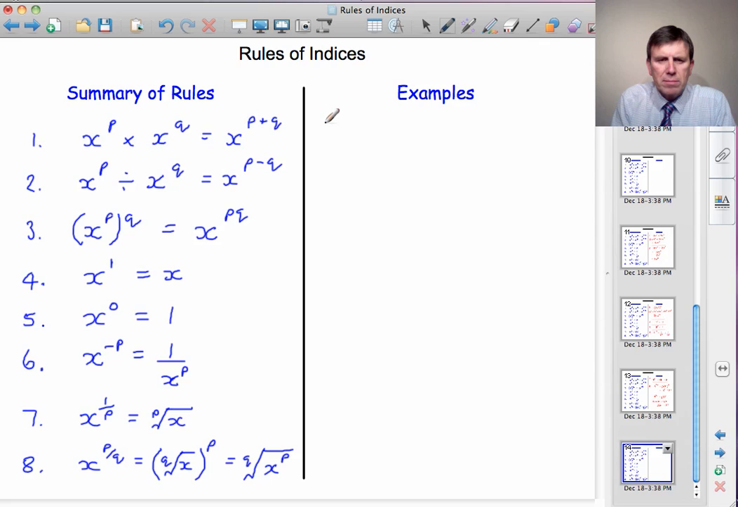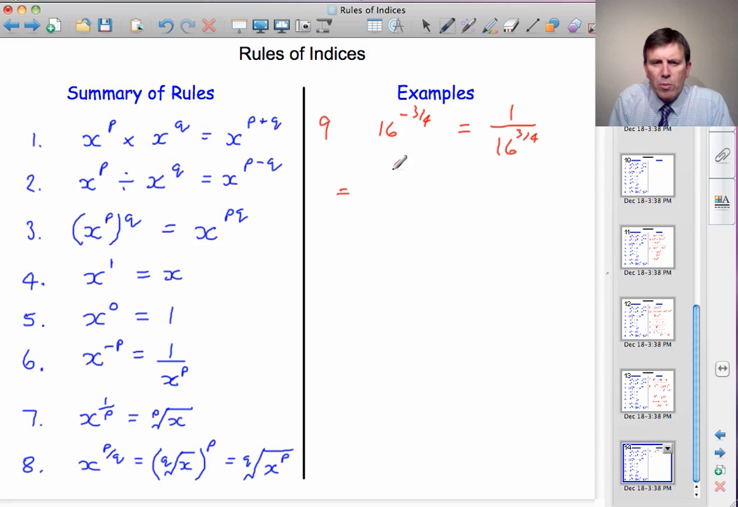Example 9. 16 to the power minus 3/4. Well, as I said in a previous example, the best thing to do here is to get rid of the negative power straight away. So we can write this as 1 over 16 to the power plus 3/4. That's using x to the minus p is 1 over x to the p.